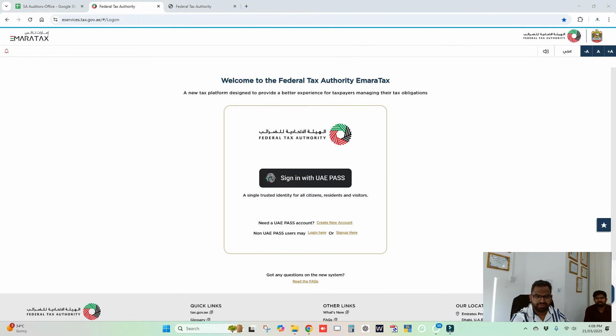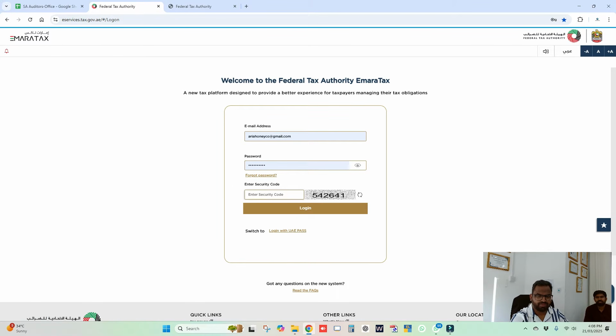First of all we will log in. We have to put a user ID and password. This is the website. Here we have to do it. Then we will put the code.